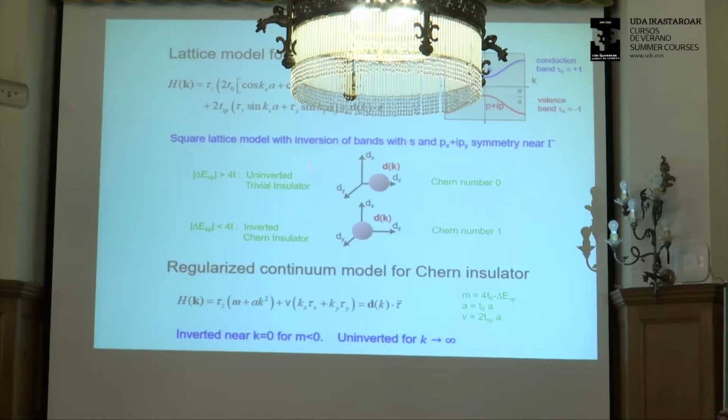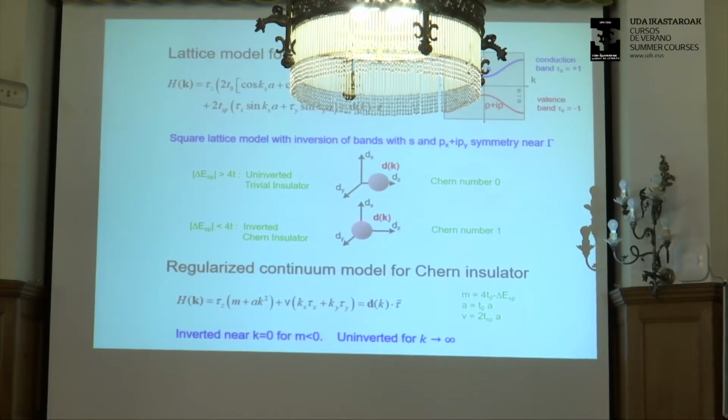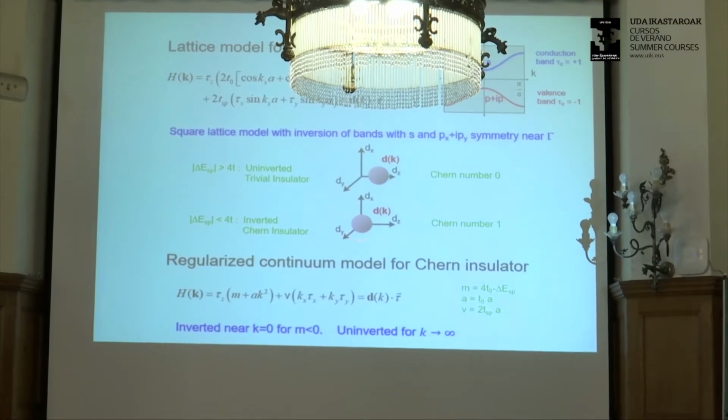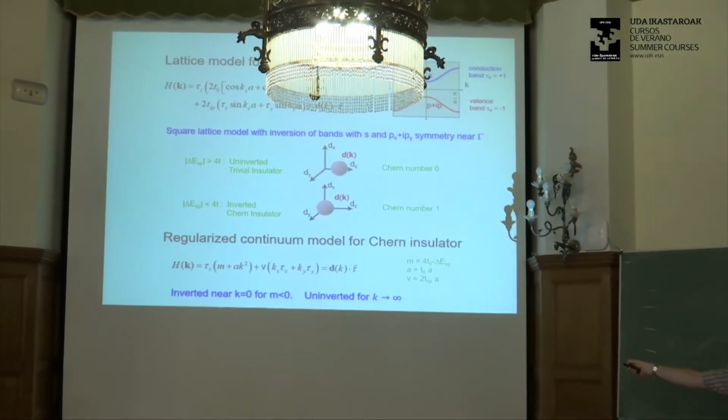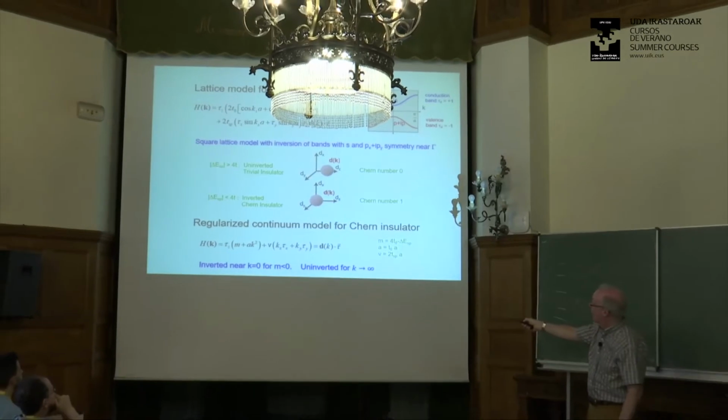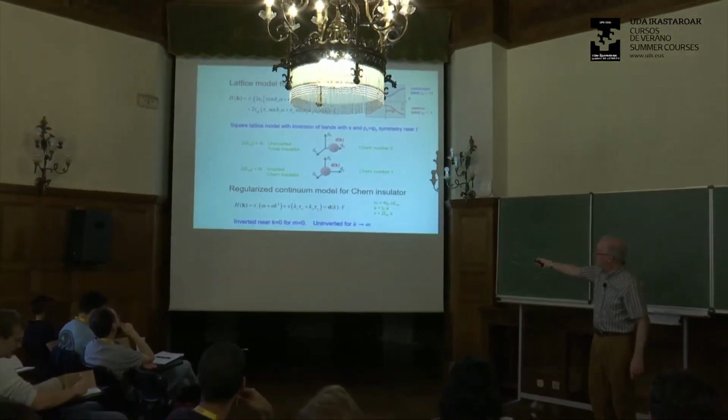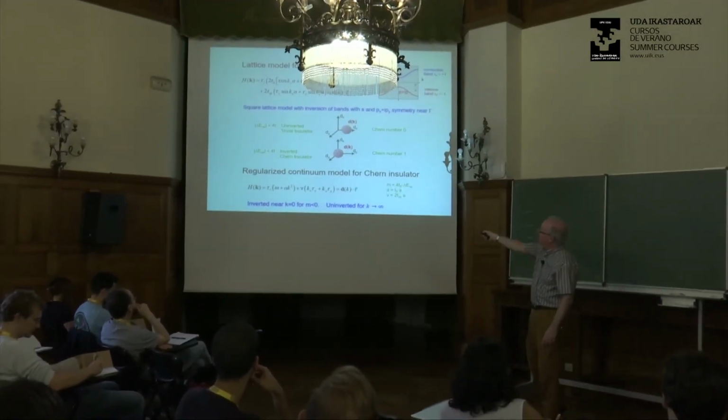Now, it was important that I had this P plus iP term, which gave me these tau x times sine kx and tau y times sine ky. That was important so that I sort of open up a gap everywhere here. But in any case, so this is a Chern number one. Now, so this is a nice lattice model.